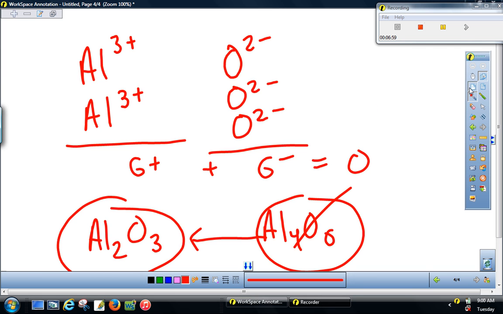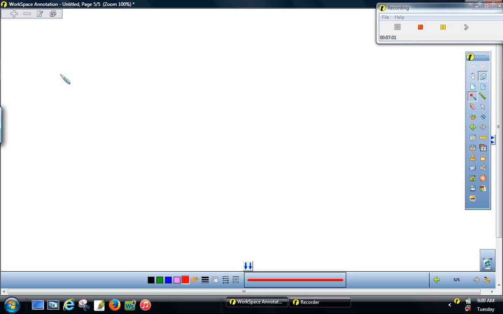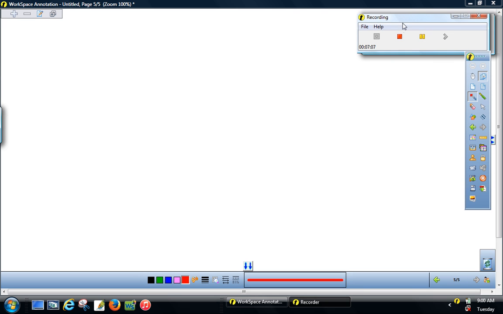Some things can have more than one charge, and let me just save that for the next tutorial. So this is the basics of formula writing binary compounds. If you need help with the transition metals, the polyvalent ions, check out the next tutorial.